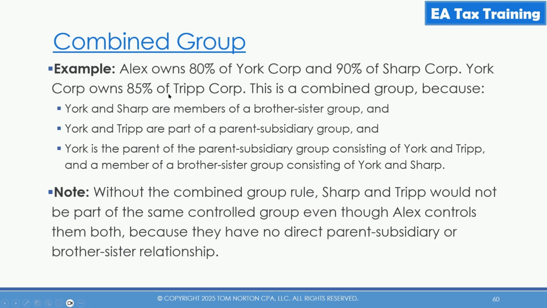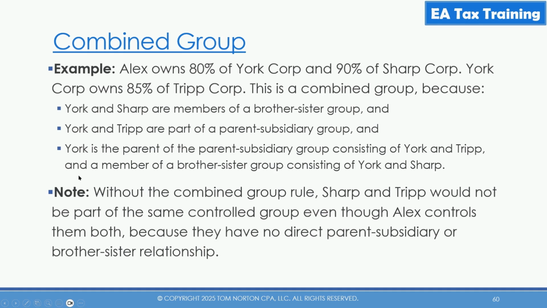York owns 85% of Trip, but Sharp and Trip are not part of a brother-sister group, and Sharp and Trip are not part of a parent-subsidiary group. So Alex clearly controls all three of these companies. But if we didn't have this combined group rule, Trip would not count as a corporation that is part of the controlled group. So this is why we have this rule in effect.